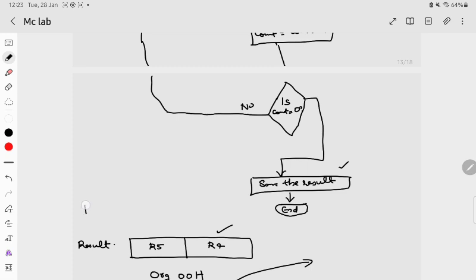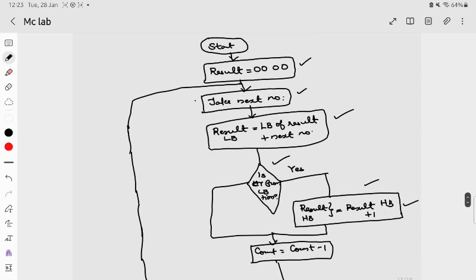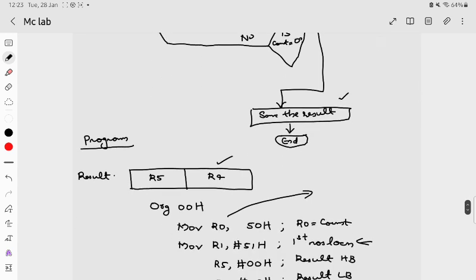Now coming back to the program, what we will do is change this flowchart, which we explained in layman's terms, into a program. So the first line was result equals 0000. That is what we need to do. So we need to use registers. For the result, I am just temporarily using 2 registers. You can use any register, R5 and R4. So initially both of these should be 00.